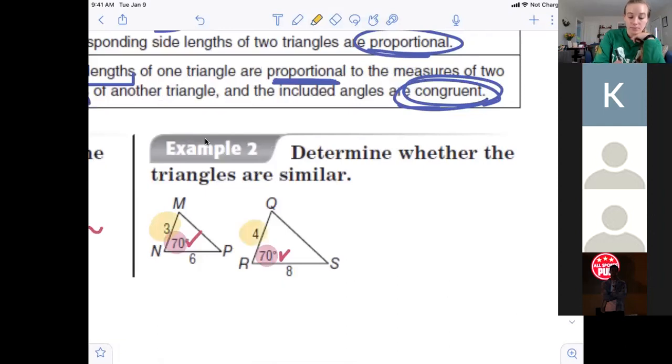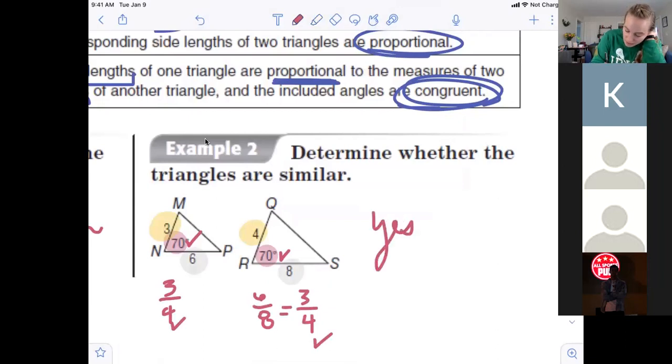So I've got 3 and 4. Those are the smallest ones. So I'm going to write 3 over 4. Ooh, and I can't simplify that anymore. That's as good as it gets. Okay, that's fine. Let's go to the next one. I've got 6 and 8. 6 divided by 8. 6 and 8 have a common factor of 2, so I get 3 over 4. Oh, nice, that works. 3 over 4, 3 over 4, and I have the included angle. I'm going to say yes, they are similar.